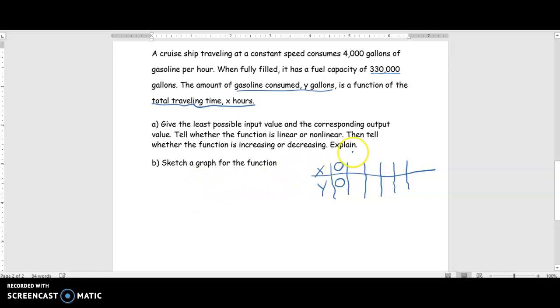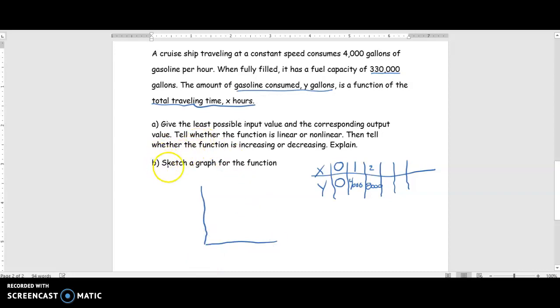So knowing that, what do we have, traveling time in hours? If we had 1 hour, then we would have this number of 4,000. If we had 2 hours, then we will have consumed a total of 8,000. And then it says sketch the graph. So that table may help you sketch the graph.